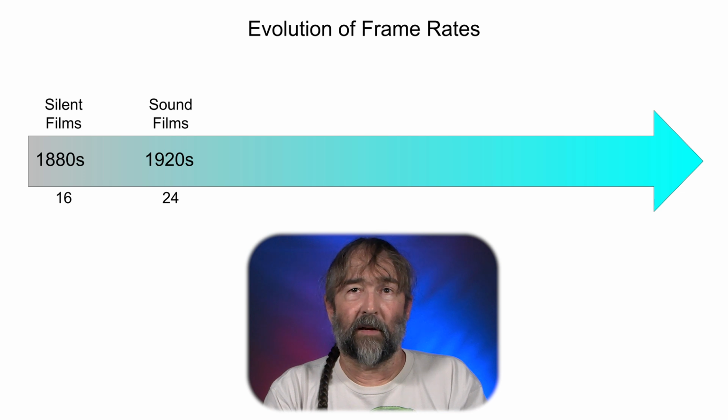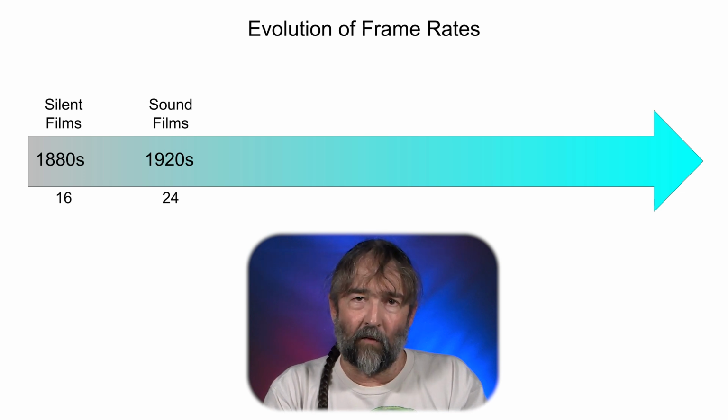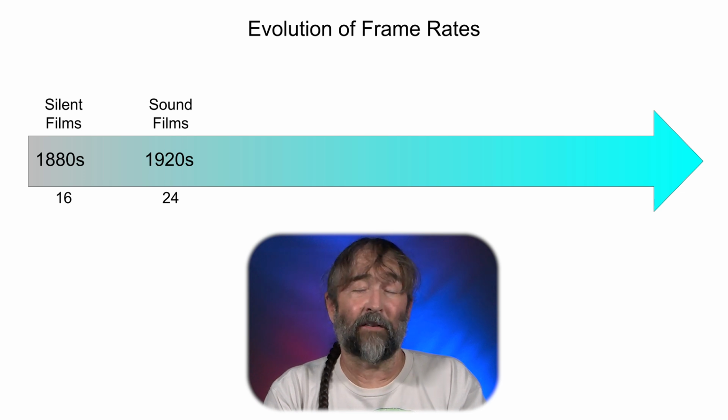Now again, Hollywood being a very cost-conscious, profit-oriented organization, all they wanted to do was make money. So they didn't push the frame rate any higher than they needed to, and around 24 frames per second was where the audio quality was deemed acceptable. So that became the new standard and stayed that way for quite a while.